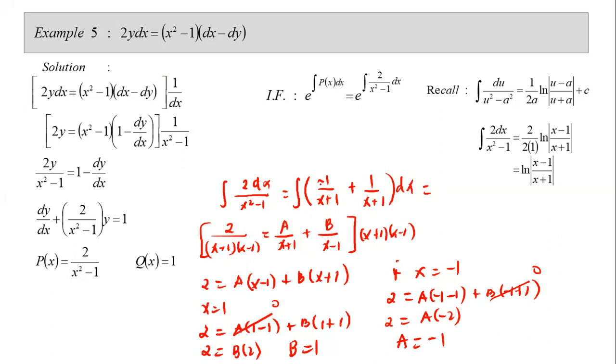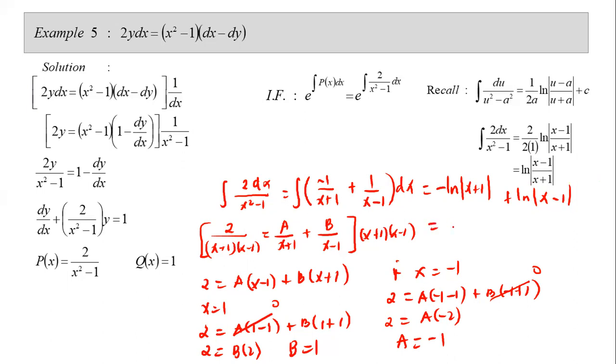And you know that the integral of negative 1 dx all over x plus 1 is negative ln of x plus 1. Then the integral of 1 dx all over x minus 1 is ln of x minus 1. Oops, it's x minus 1. Sorry. This is x minus 1. This is b all over x minus 1. So that's 1 all over x minus 1. So therefore, you have ln of x minus 1. And then I will not simply write c plus c.